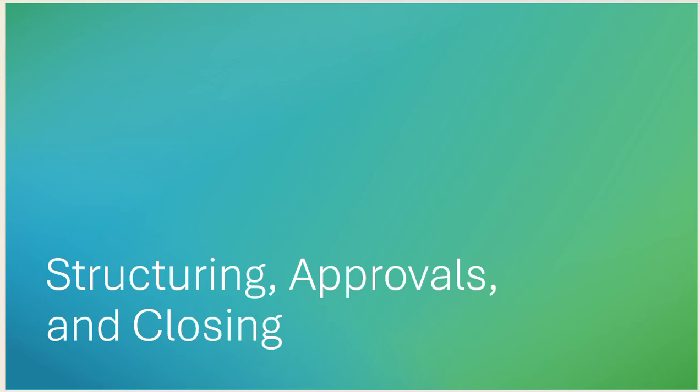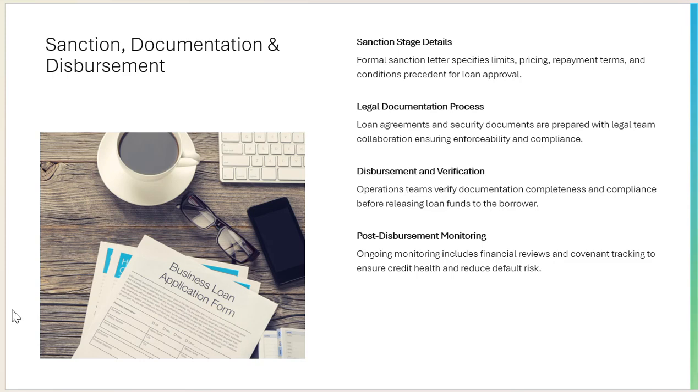In the structuring, approval, and closing stage, we discuss structuring the proposal, credit committee approval, sanction, documentation, and the disbursement, and how that will happen. Once the proposal is approved, the sanction stage begins with the issuance of a formal sanction letter detailing the approved limit, pricing, covenants, security, repayment terms, and the conditions precedent. The borrower acknowledges acceptance of these terms before the documents proceed to legal documentation.